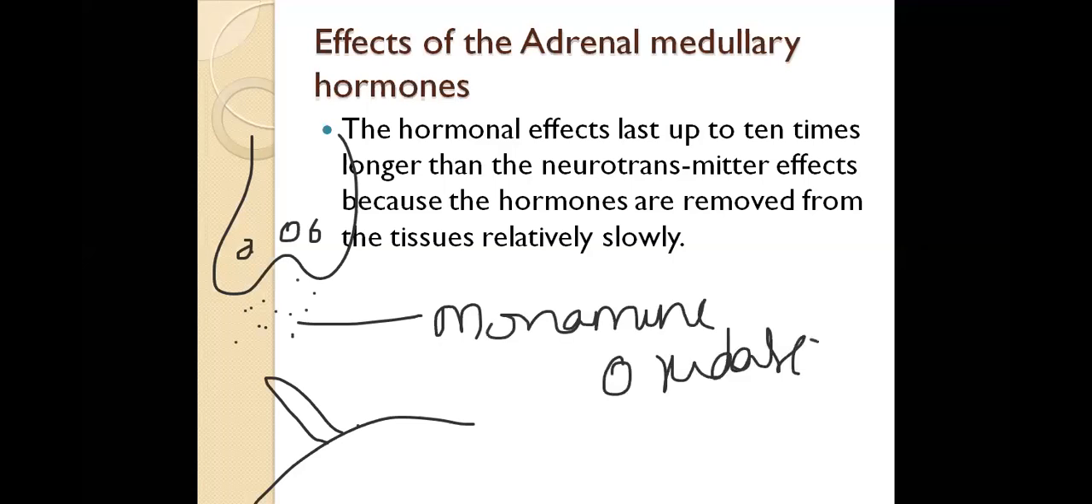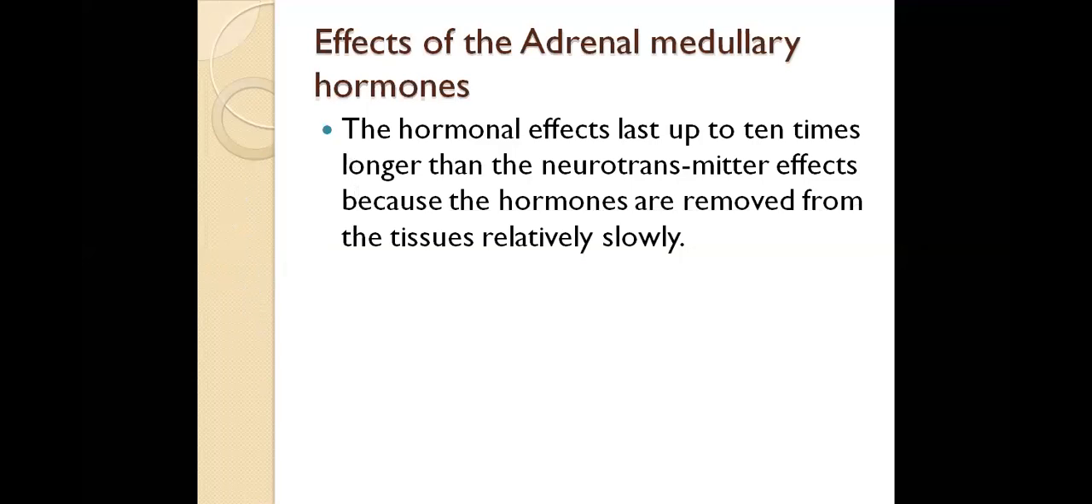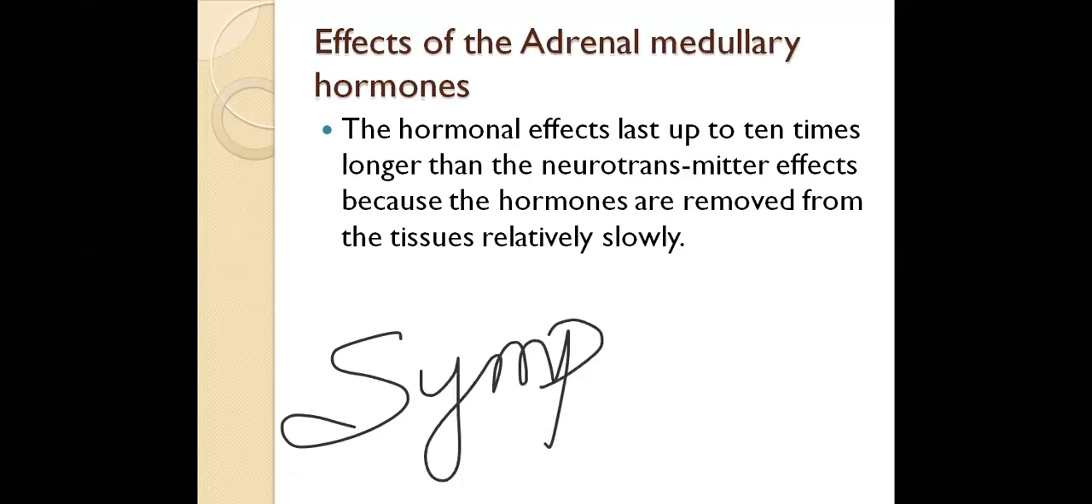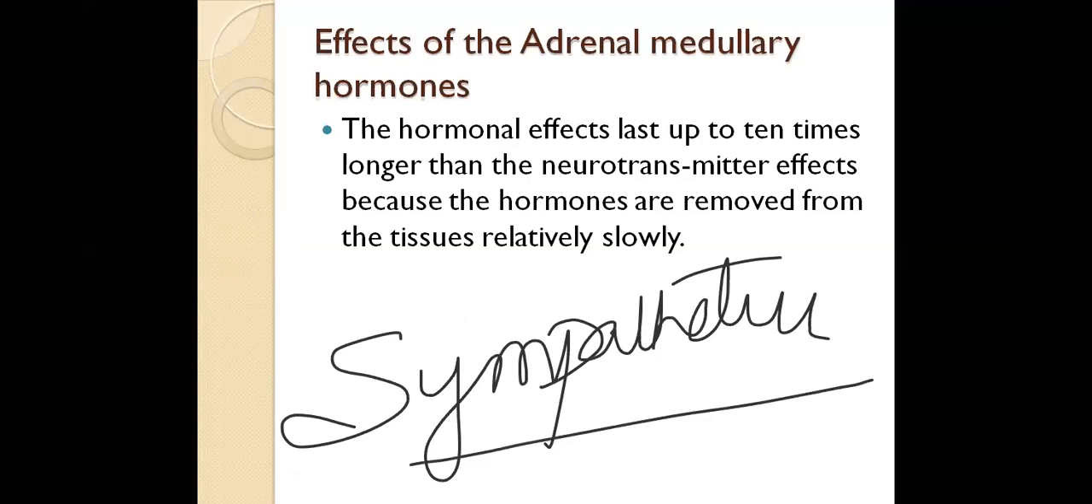But what we are saying here is that the hormones are removed from the tissues relatively slowly. That's why their hormonal effect lasts up to 10 times longer than the neurotransmitter effect. That means these adrenal medullary hormones can produce 10 times more effect than the sympathetic nervous system. That's what we are talking about.